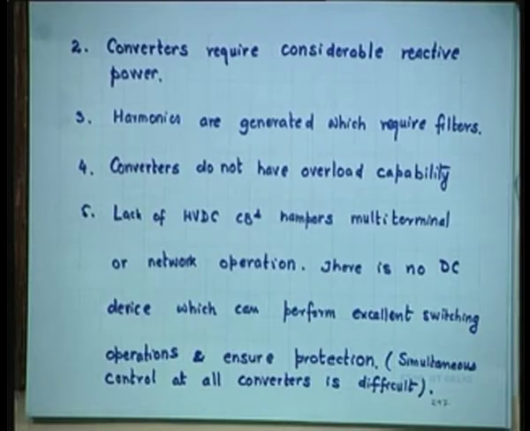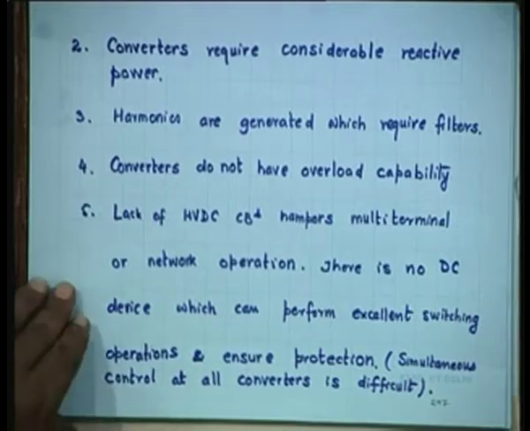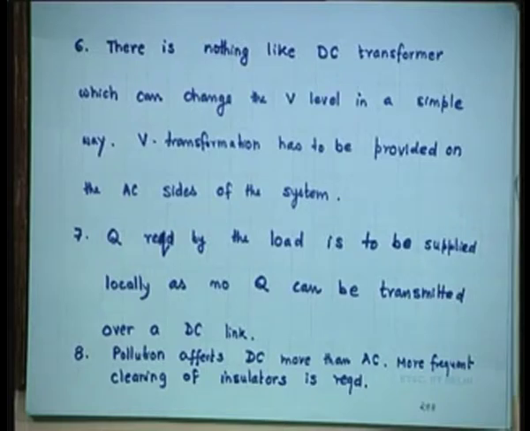Simultaneous control at all converters is difficult. It is not impossible, but it is not easy. There is nothing like a DC transformer as such, which can change the voltage level in a simple way. Voltage transformation has to be provided on the AC sides of the system. You have to do it and then convert it. Yes, but then they are all extra. It's not as easy as a transformer. It doesn't become that easy.